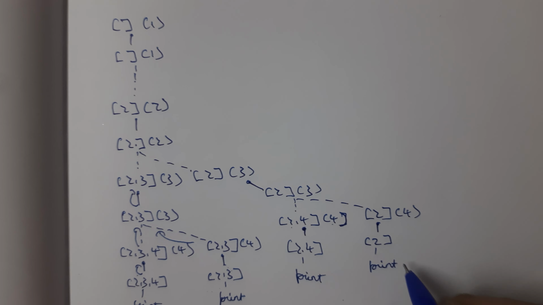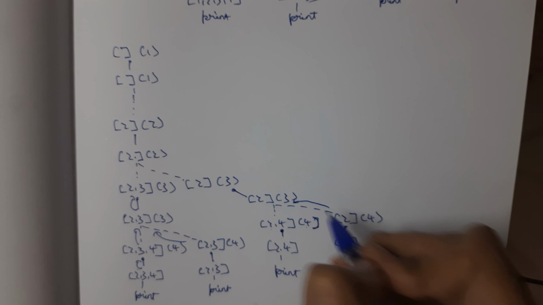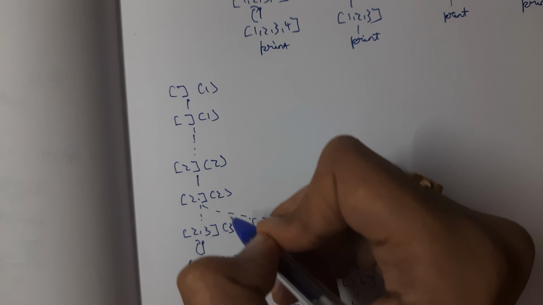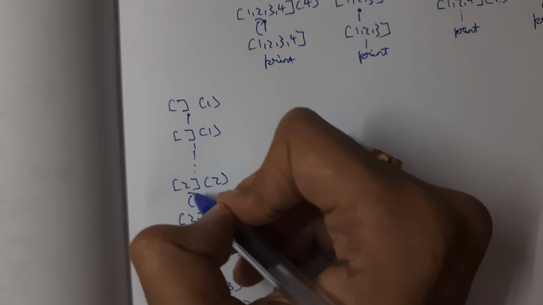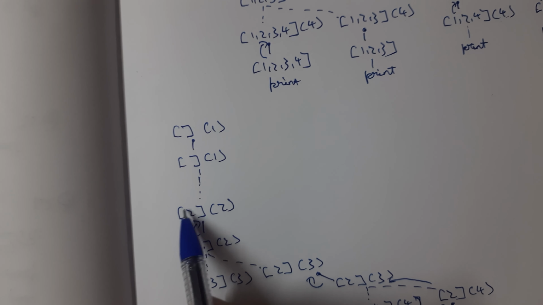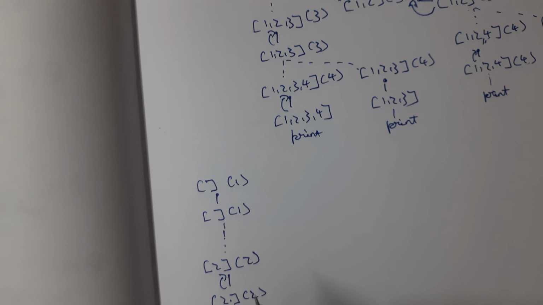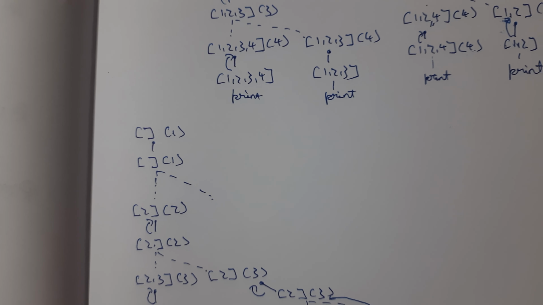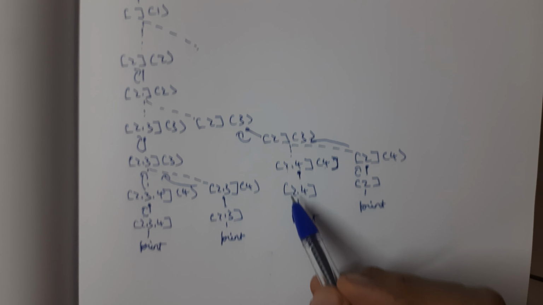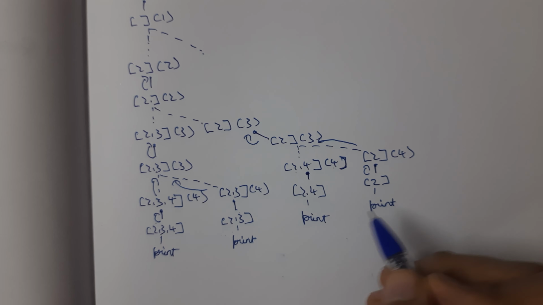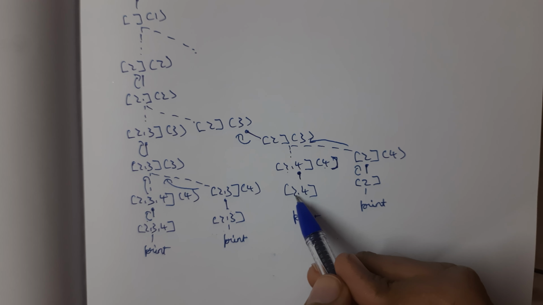Now we revert back from this part, and we reach this point where we have 2 inside the subset followed by 2. Now what is going to happen is this 2 will be removed. If you see here, we have 2, 2, 4, 2, 3 and 2, 3, 4. All of these subsets contain the value 2 in them.